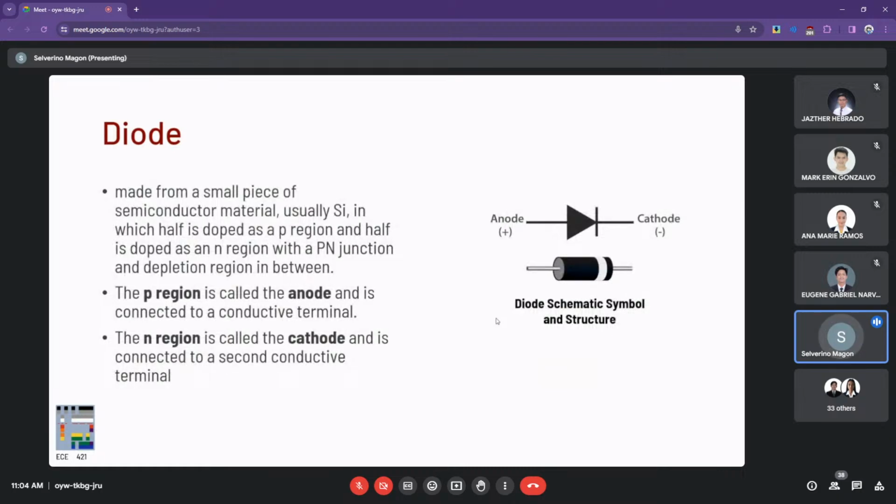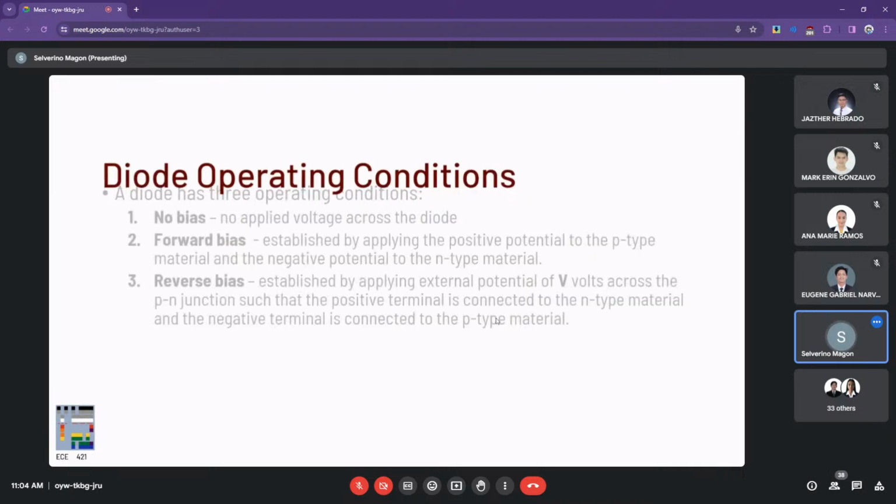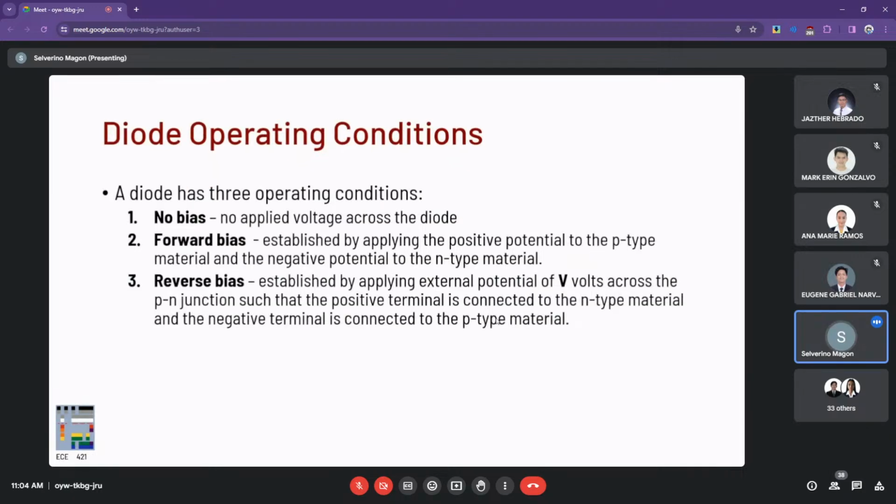All right, so as I mentioned, the P-type region is called the anode, then the N region is called the cathode, and it can have three operating modes or conditions.